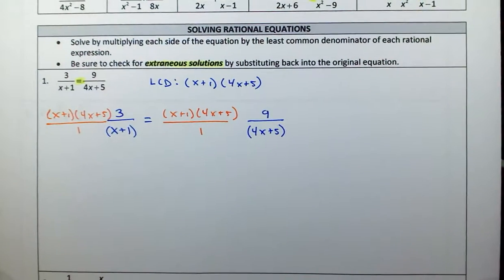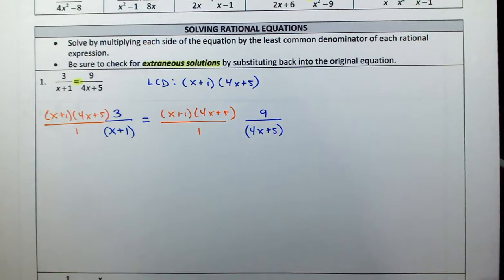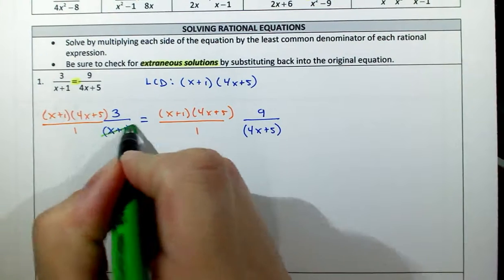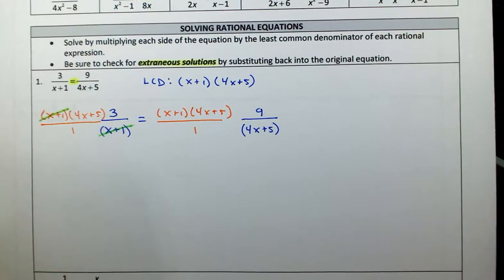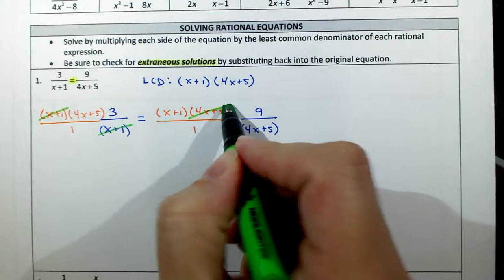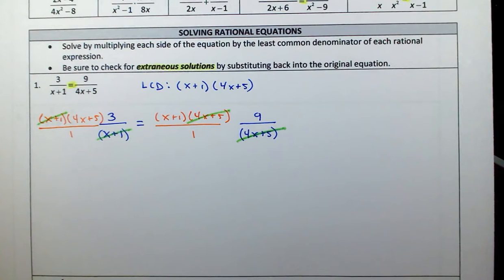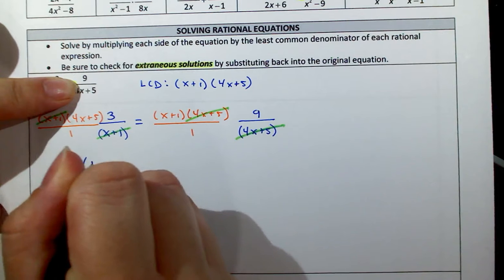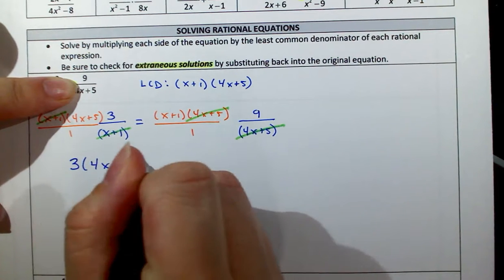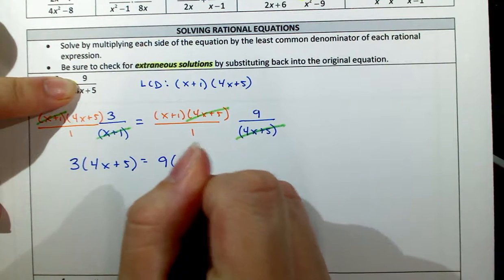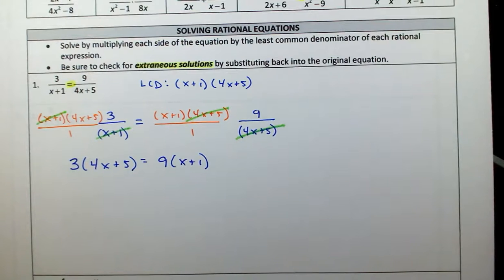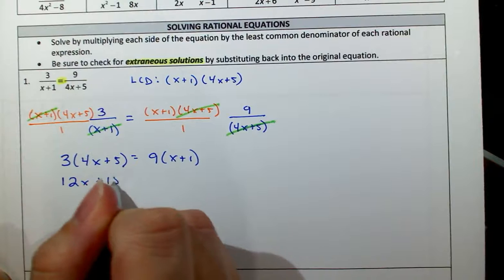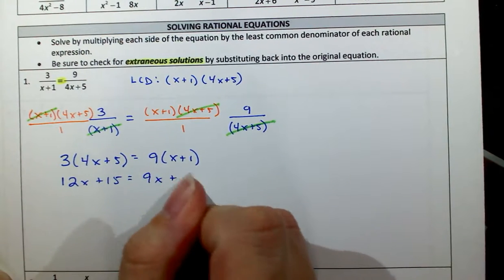Now we're able to cancel out some factors. Notice here x plus 1 and x plus 1 cancel. We have eliminated the denominator. Same thing here, 4x plus 5 and 4x plus 5 cancel. So we're left with 3 times 4x plus 5 equals 9 times x plus 1. This is a much simpler problem to solve because it's linear. So we're going to distribute: 12x plus 15 equals 9x plus 9.